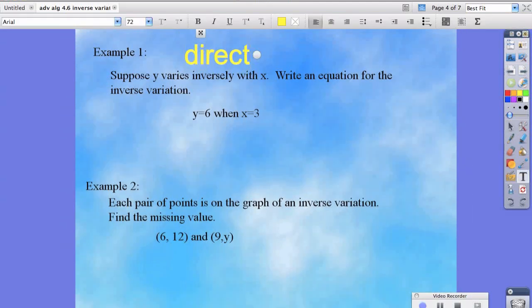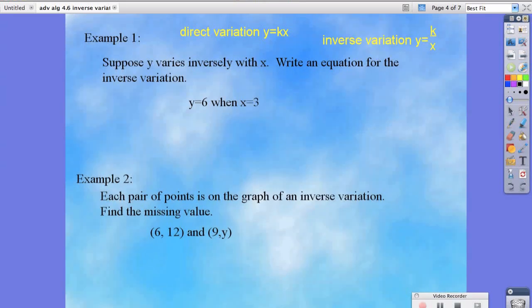Now remember, direct variation uses the form y equals kx. Inverse variation uses the formula y equals k divided by x. These are two really important things to keep in mind, because as we work through the problems, you'll just need to reference each equation accordingly. So example 1 says, suppose y varies inversely with x. Write an equation for the inverse variation. Well, if that's the case, we can easily just use the formula from above.